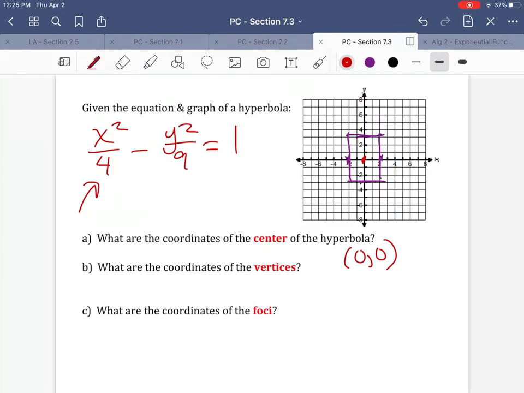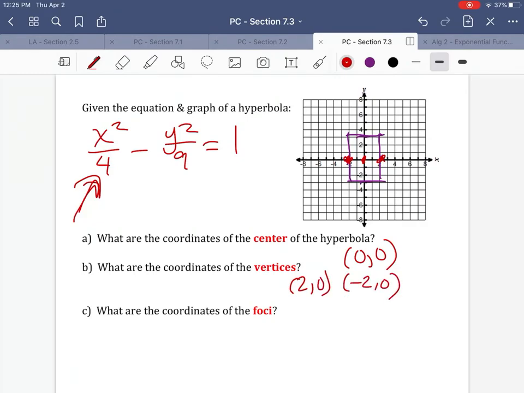All right, so now my vertices. So this thing is facing in the x direction. So it's crossing the x-axis in a way. So basically, my vertices are going to be right here and right here on the x-axis. All right, so my vertices are going to be at 2, 0 and negative 2, 0.